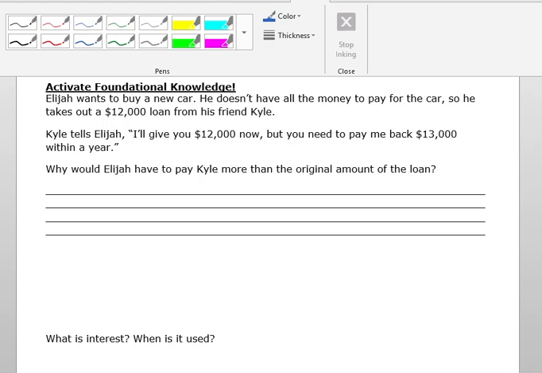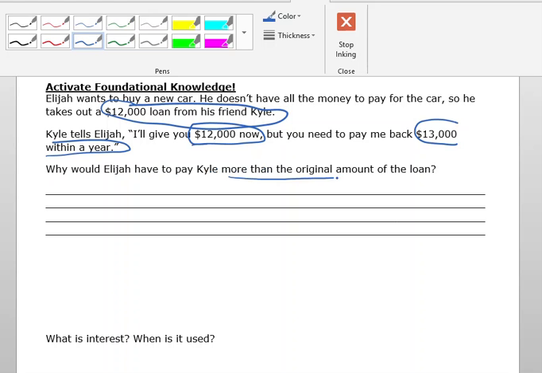So Elijah wants to buy a new car. We'll go blue. Elijah wants to buy a new car. He doesn't have all the money to pay for the car, so he takes out a $12,000 loan from his friend Kyle. Kyle tells Elijah, I'll give you $12,000 now, but you need to pay me back $13,000 within a year. Okay. Why would Elijah have to pay Kyle more than the original amount of the loan?